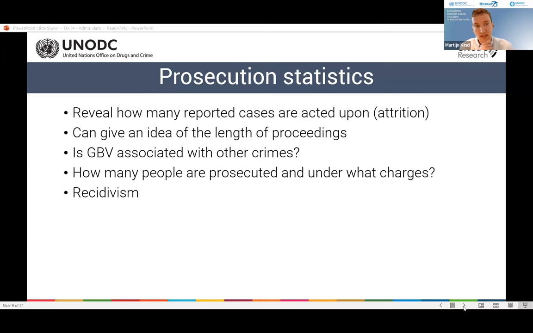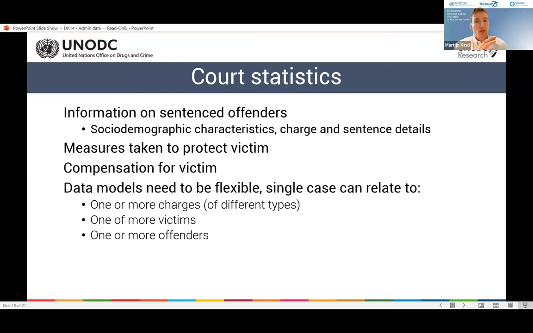Briefly on court statistics, the most useful information here, I think, is whether certain measures were taken to protect the victim, whether there's compensation, but also sentence details. So what happens when somebody's prosecuted for gender-based violence? Do they pay a fine? Do they get a slap on the wrist? Or do they actually have to serve serious time in prison? It can give you an idea of the kinds of consequences and how seriously the criminal justice system is committed to fighting this kind of crime.